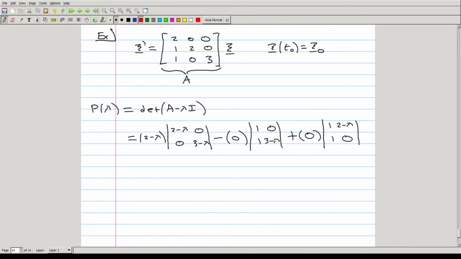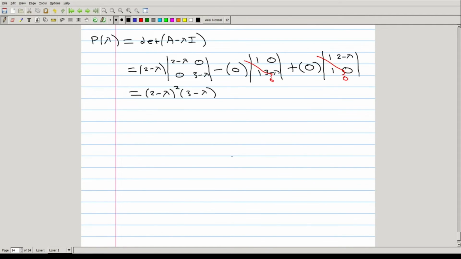But what's nice is that these two terms are 0, and so we're left with the characteristic polynomial 2 minus lambda squared times 3 minus lambda. So the eigenvalues are where the characteristic polynomial is equal to 0, and that means that we have lambda 1 is 2, lambda 2 is 2, and lambda 3 is 3.